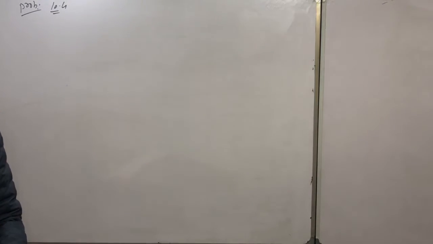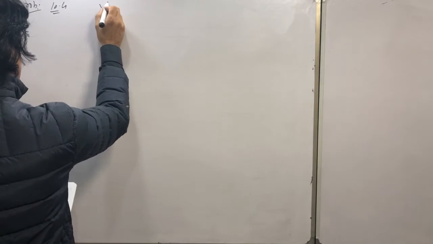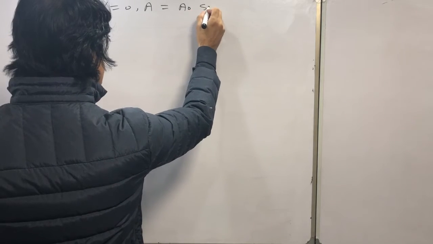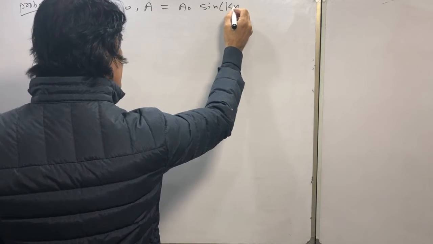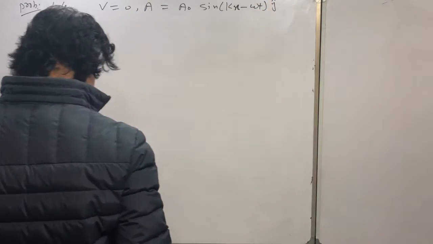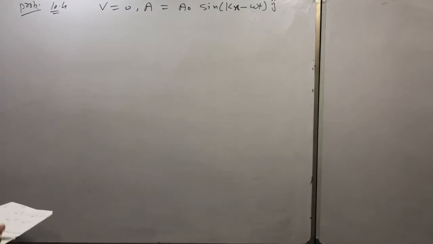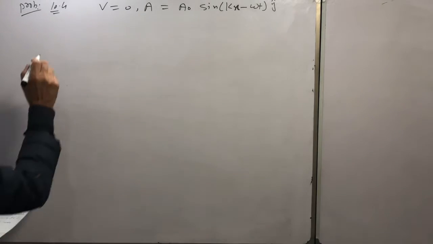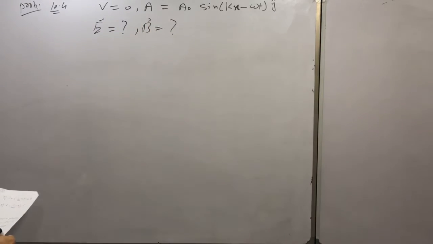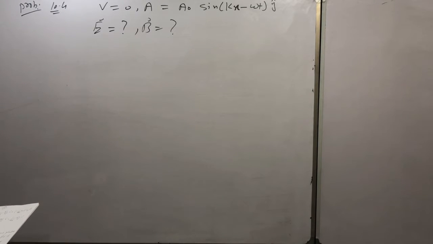Problem 10.4 states: suppose V is equal to 0 and A is equal to A naught sine of (kx minus omega t) in the y direction, where A naught, omega, and k are constants. Find the electric and magnetic fields, and then check that they satisfy Maxwell's equations in vacuum.